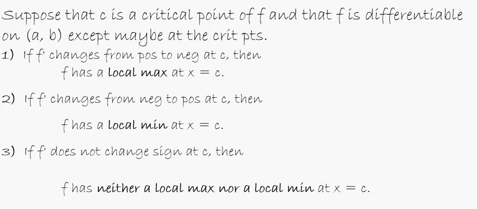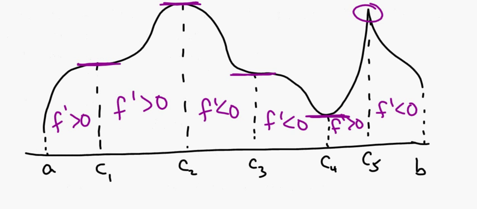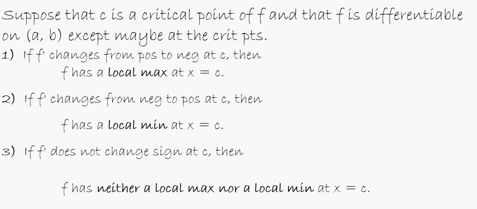Suppose that C is a critical point of f, and that f is differentiable on an open interval a, b, except maybe at the critical points. I mean, maybe you got this thing going on. If f prime changes from positive to negative, there is a local max. If f prime changes from negative to positive, there is a local min. And if f prime does not change sign, then you have neither a max nor a min. This is key because this tells us exactly how to find maxes and mins for a function.